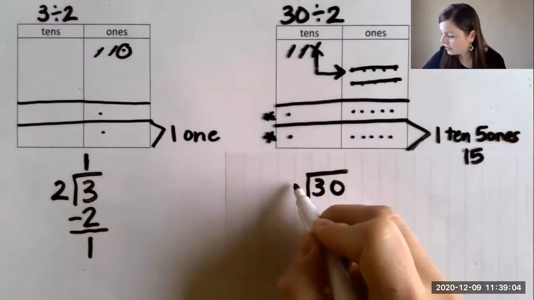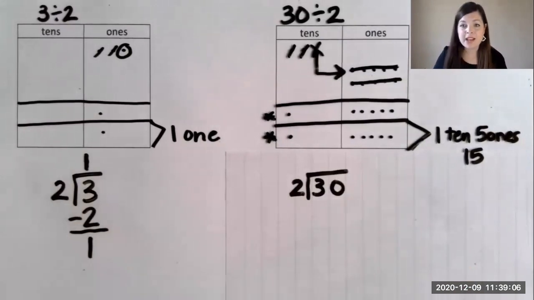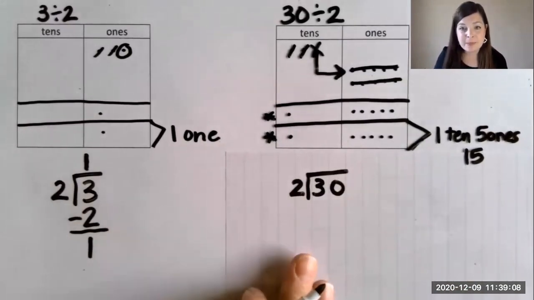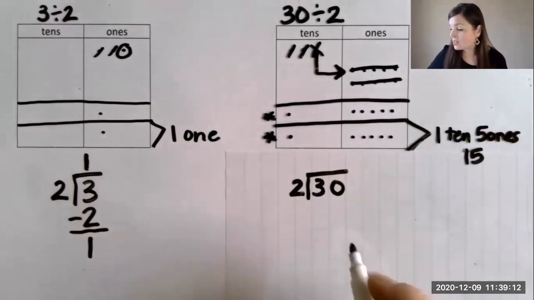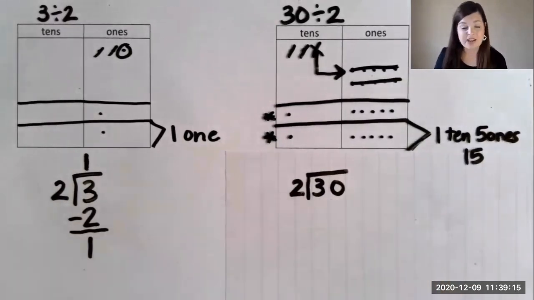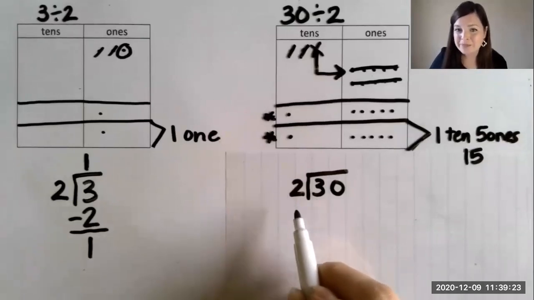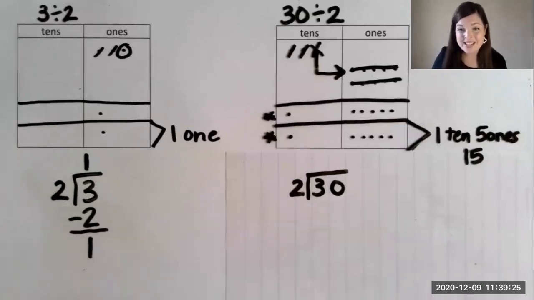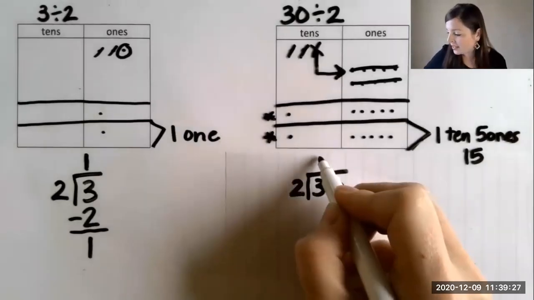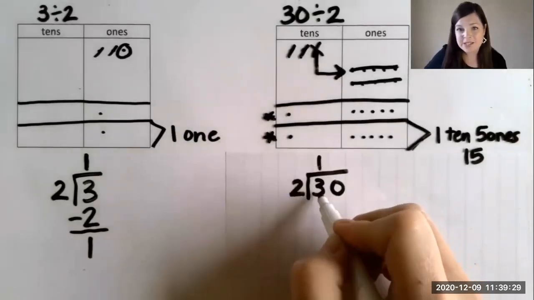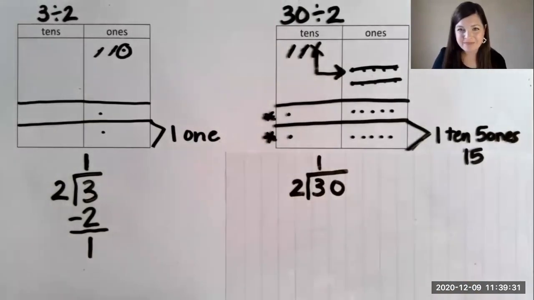30 divided by 2. Notice I slid this loose leaf paper in my personal whiteboard, like you did in a previous lesson, to help me keep track of the place values. You don't have to do this, but you can do it if it's helpful for you. Now, 3 tens divided by 2 is what? 1 ten. So we can record 1 ten, a 1 in the tens place, in our quotient.